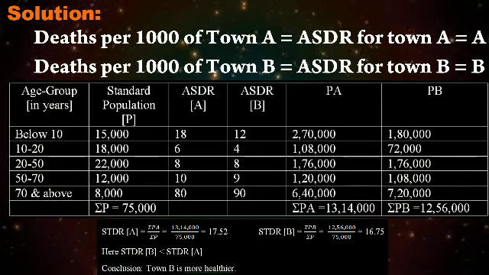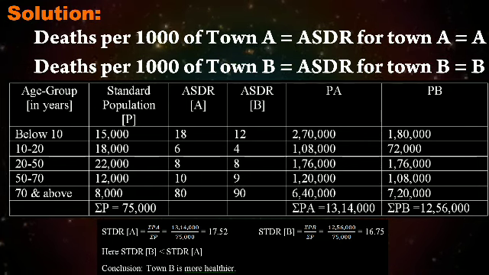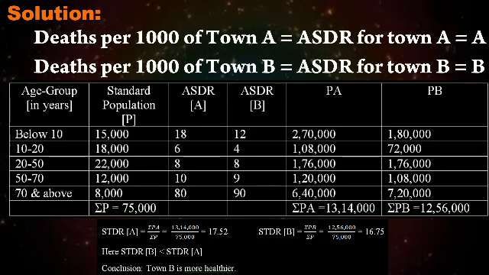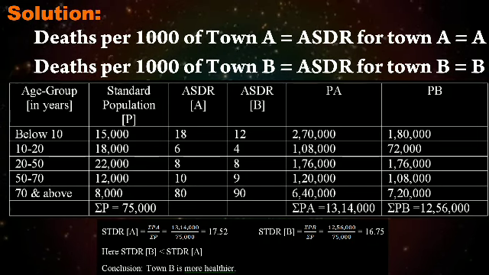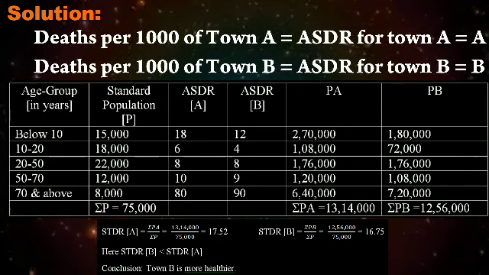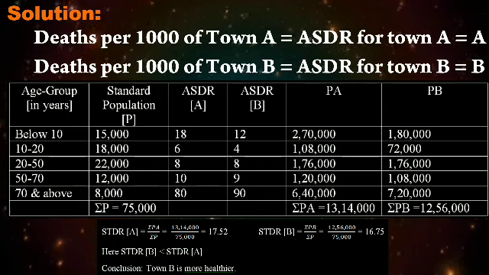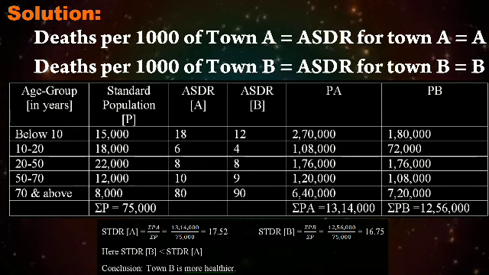Here, death rates are more for the first town than the second town. So, since the death ratio is more in the first town, your second town is the healthy population. Since STDR of B is less than STDR of A, the conclusion is town B is more healthier.